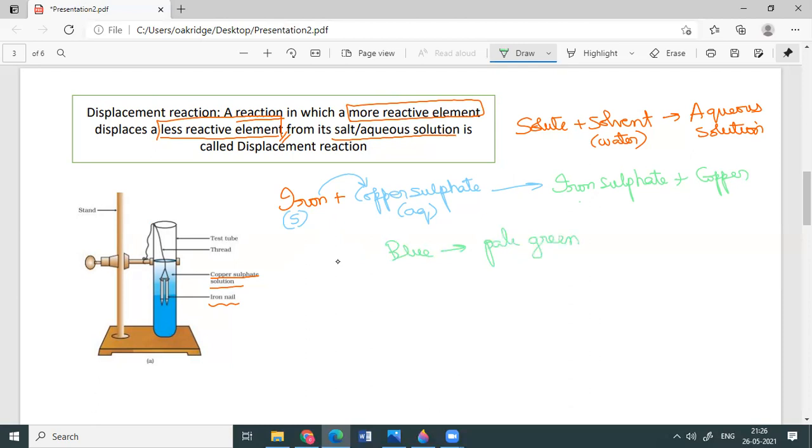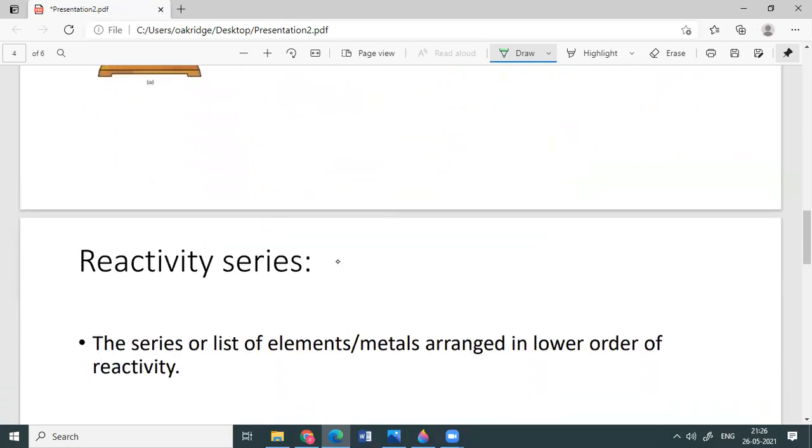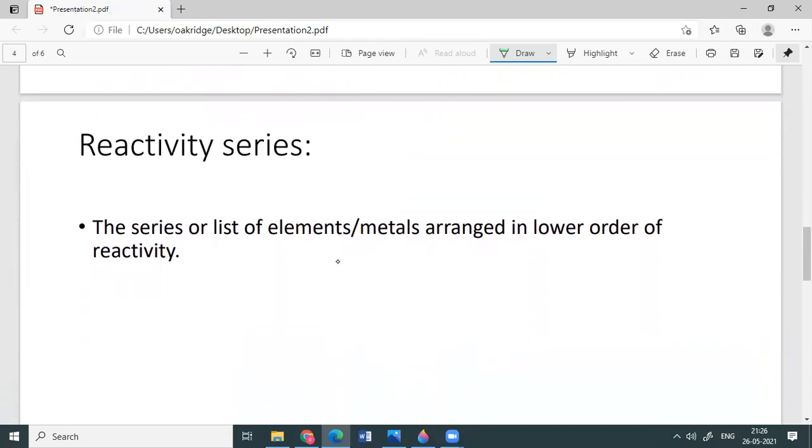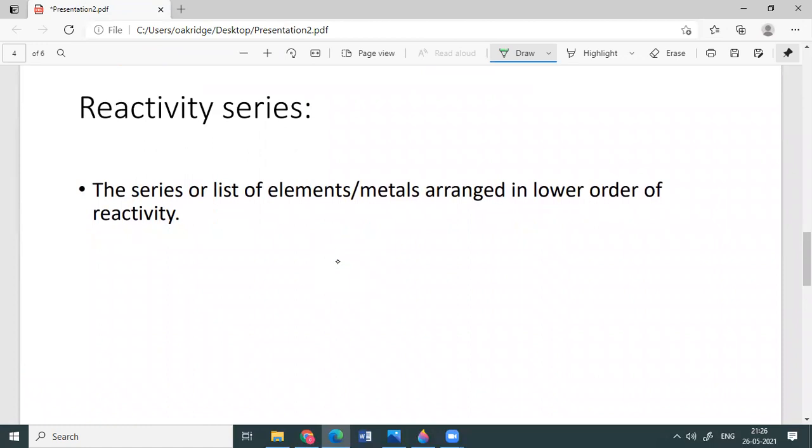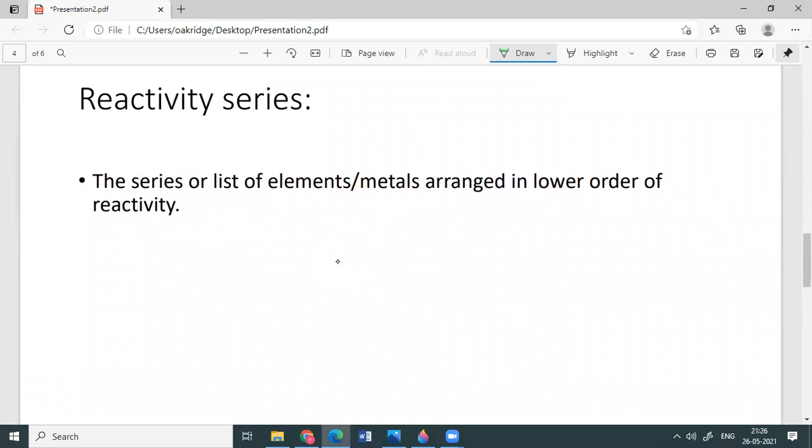Why is this change taking place? It is because copper sulfate, which is aqueous and blue in color, is turning to iron sulfate, which is aqueous and pale green in color. This is the solution color, pale green color of iron sulfate. So here, iron being more reactive, children, is displacing the copper from copper sulfate. This is how we define a displacement reaction. Now let us quickly see how we will know which one is highly reactive and which one is low reactive.